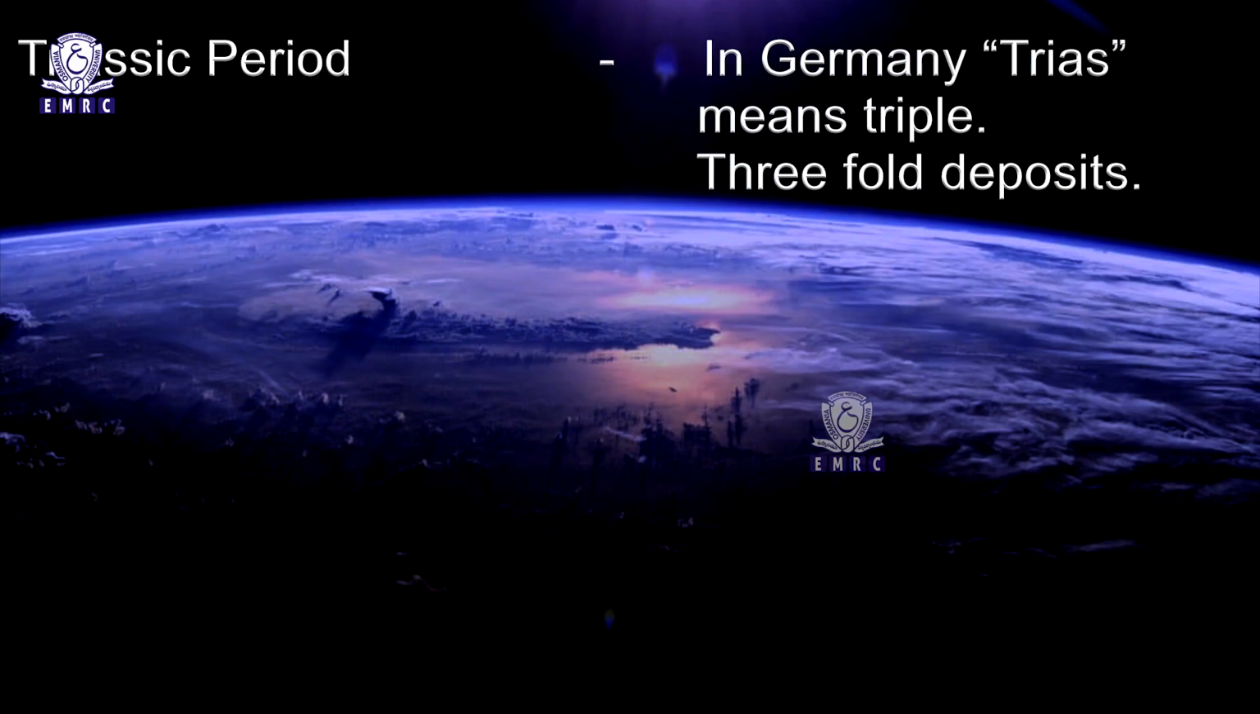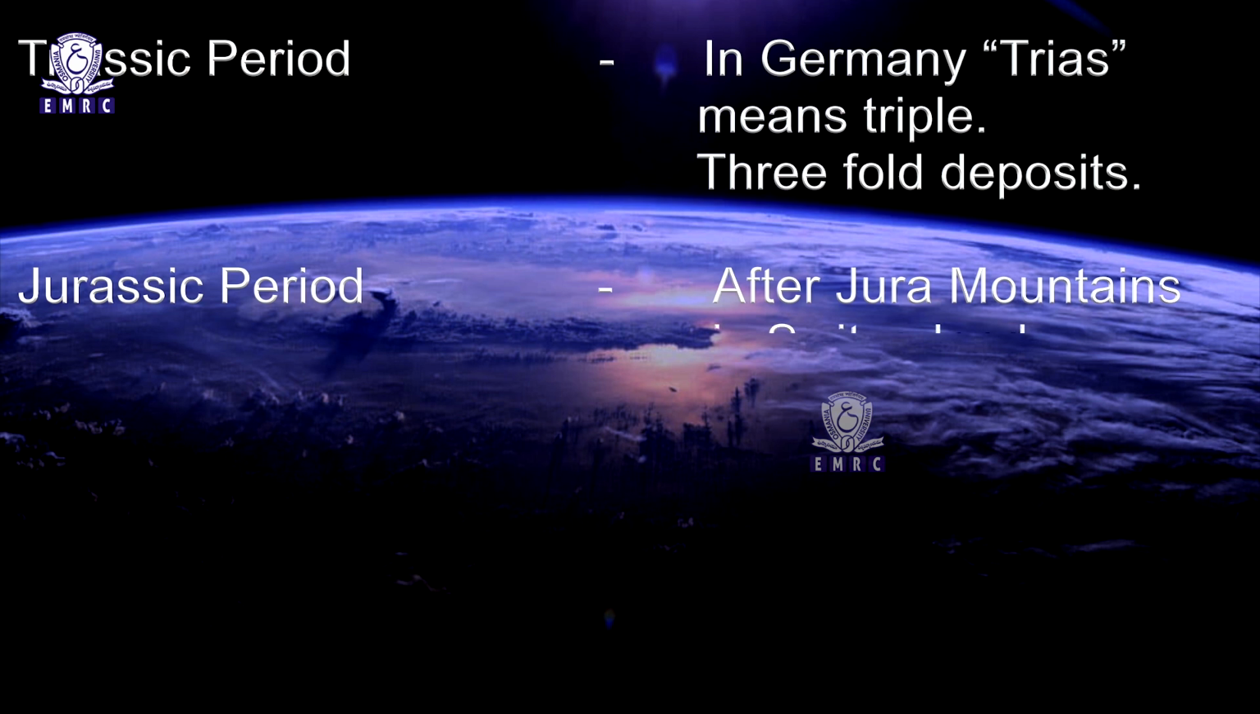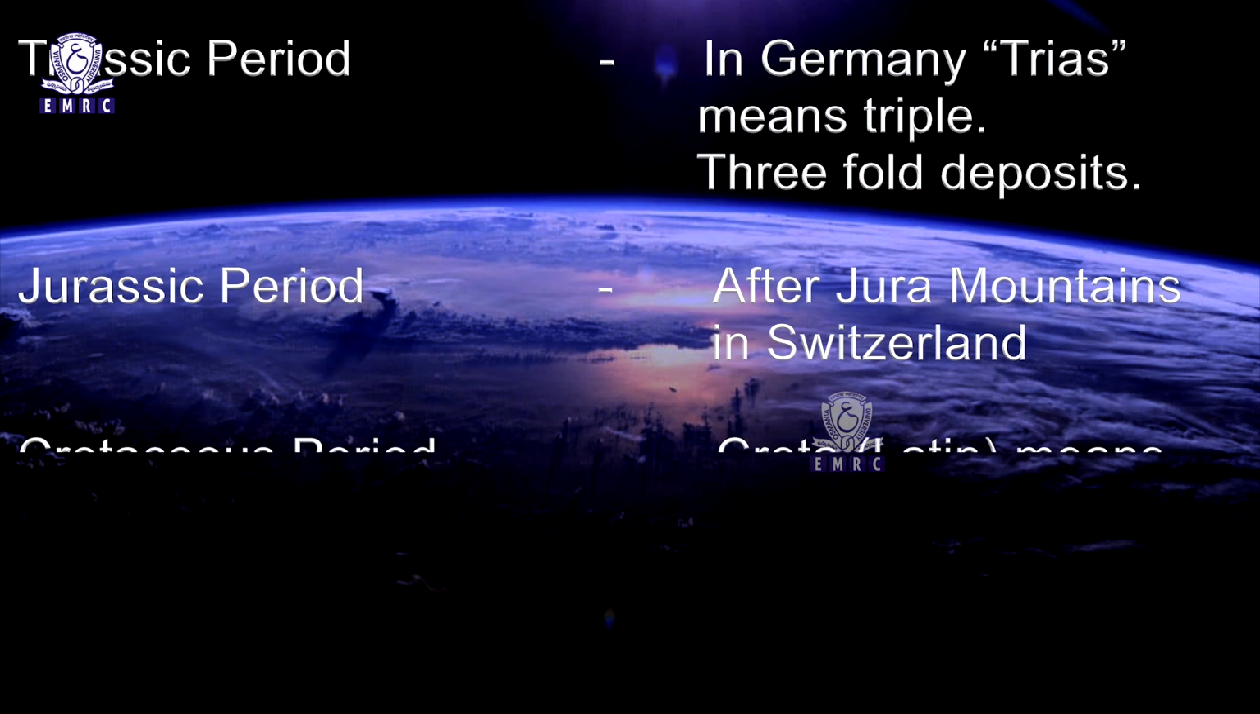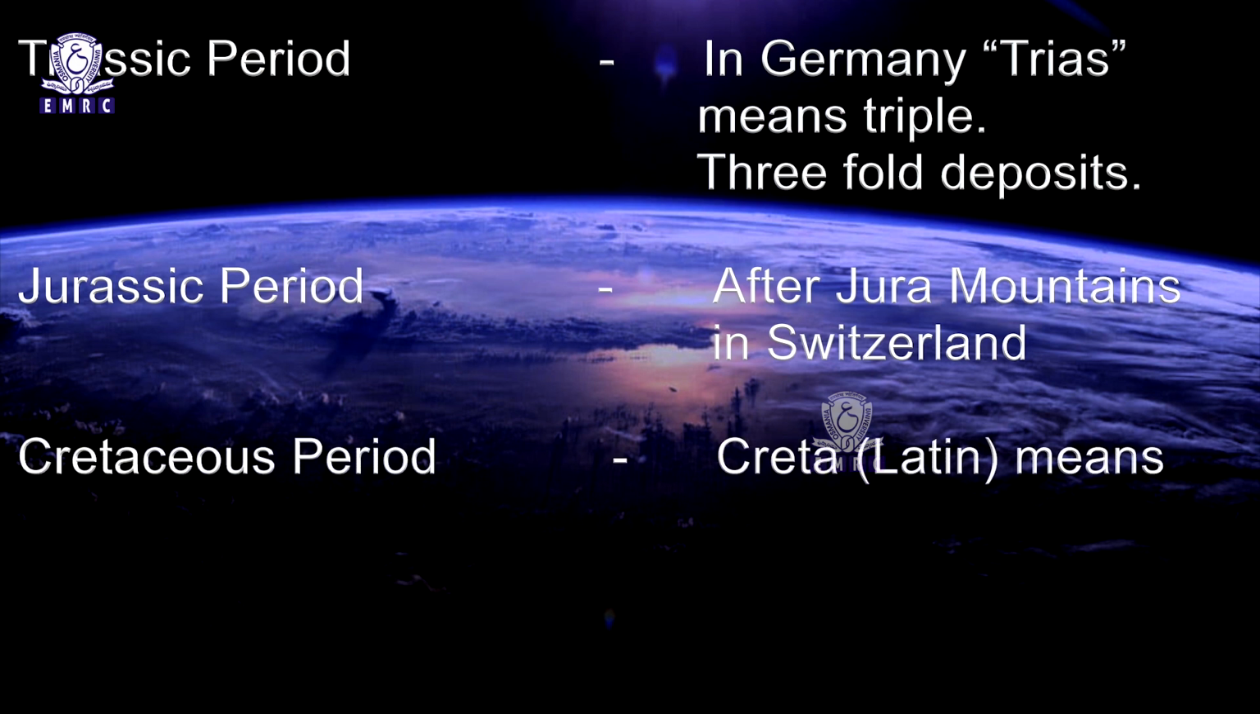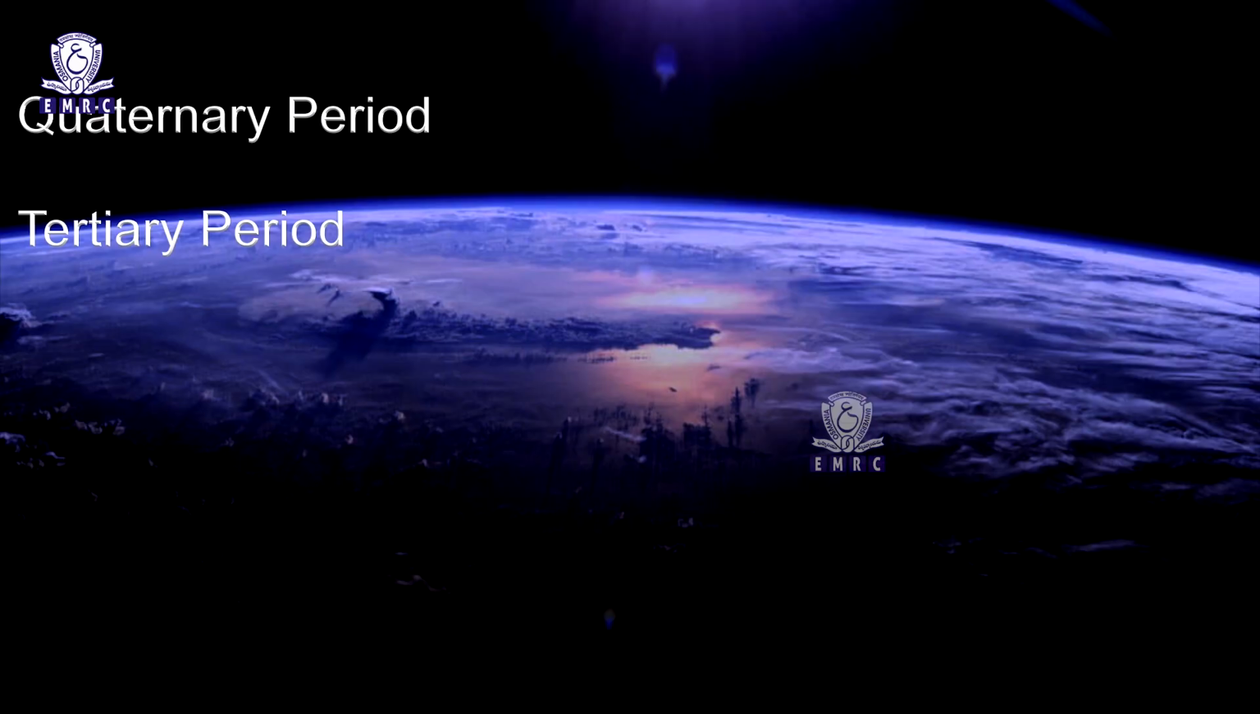The Mesozoic era is divided into the following periods. The first one is Triassic period. Triassic in Germany means Trias, triple, 3-fold deposits. Jurassic period. It is named after Jura mountains in Switzerland. Cretaceous period. The term Creta is a Latin word which means chalk. The Cenozoic era is divided into 2 periods, the Quaternary period and the Tertiary period.